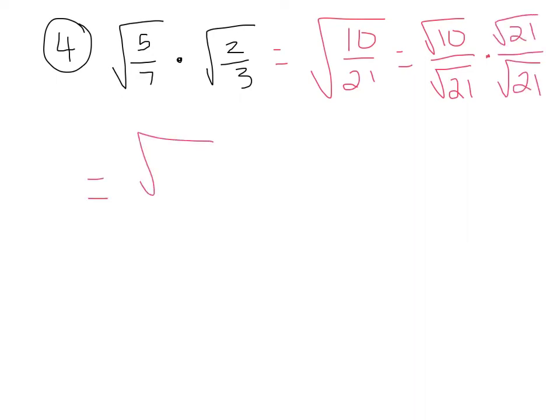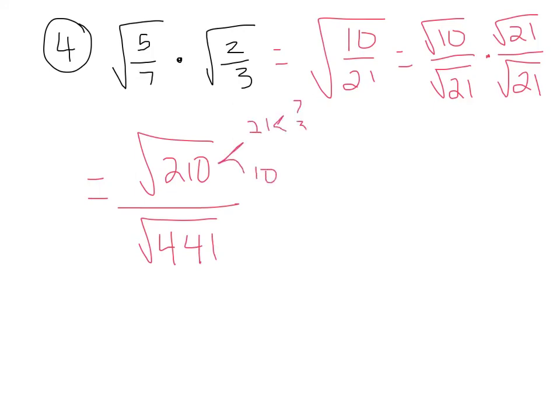So on top you get the square root of 210, over the square root of 21 times the square root of 21, which is the square root of 441. So on top, let's make a factor tree. So you have 21 and 10, 7 and 3, 2 and 5. Nothing pairs up, so keep it as the square root of 210. On the bottom, the square root of 441 is 21.